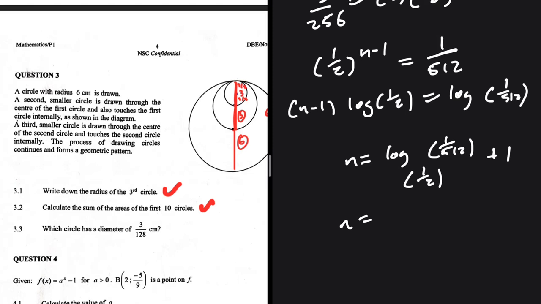So I have a log of 1 divided by 512, divided by log of 1 over 2, plus 1, yes, and then I'm getting 10. n is equal to 10. So which circle has a diameter of 3 over 128 centimeters? The 10th circle, yeah, n is equal to 10. There we go.